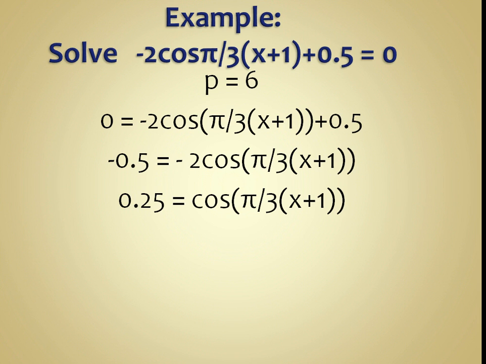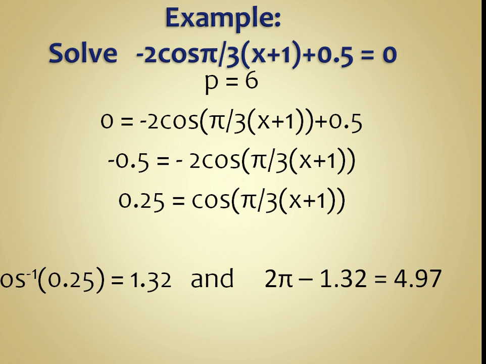And this is where you ask yourself, do I know this as a remarkable angle? And the answer is no. So in that case, what do we do? Well, we take the arc cosine. So in other words, you take the inverse. So the arc cosine of 0.25 is 1.32. And once you have this angle, you say to yourself, okay, what is the second angle? Because there's always going to be 2 angles for cosine or 2 angles for sine. So it's going to be 2 pi minus 1.32, and we get an answer of 4.97.